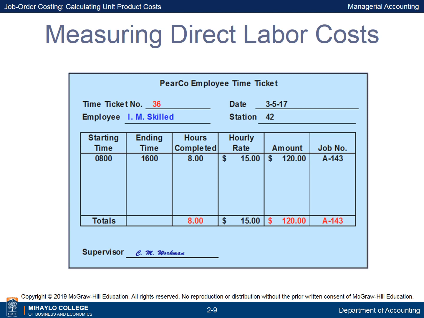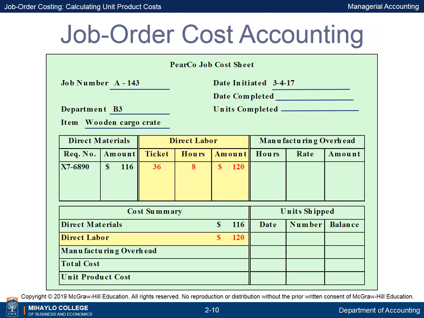Here is the time ticket for an employee who worked 8 hours on job A143. The employee's hourly pay rate is $15, so the total labor cost charged to the job will be $120. The time ticket, number 36, serves as the source document for labor costs charged to this job. The accounting department records the labor costs from each time ticket onto the job cost sheet. Time ticket number 36 posted 8 hours to job A143. The total amount of direct labor cost is $120.